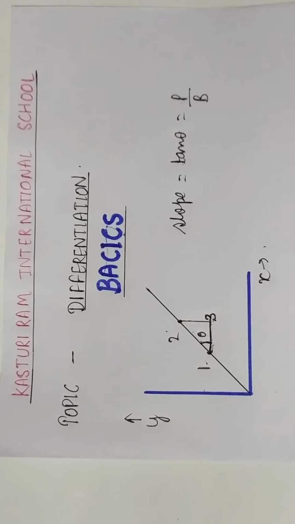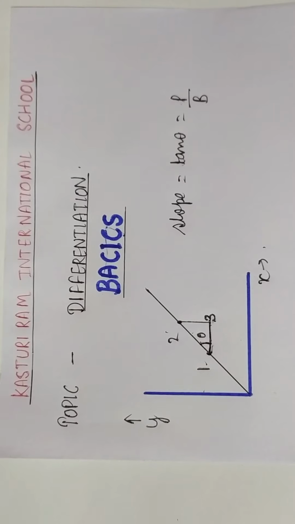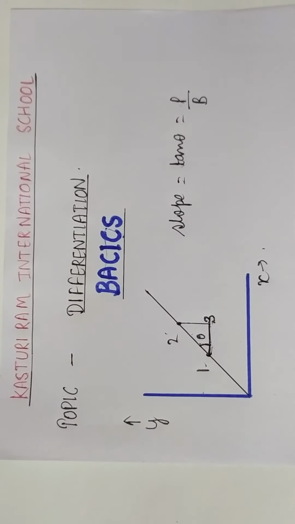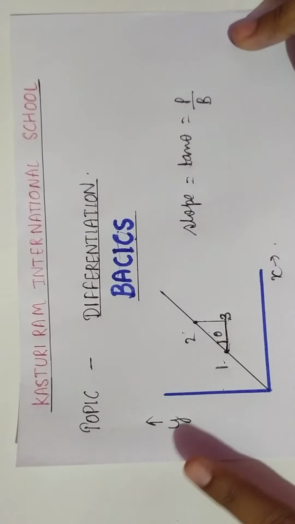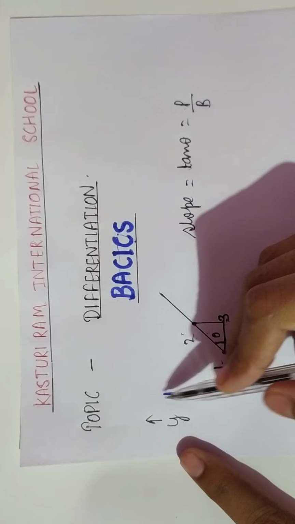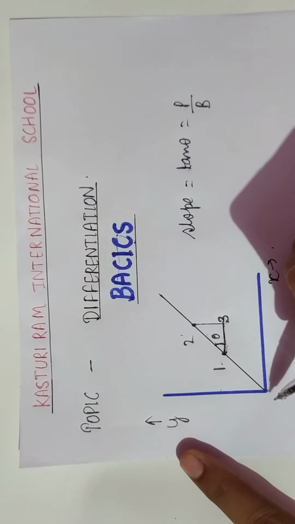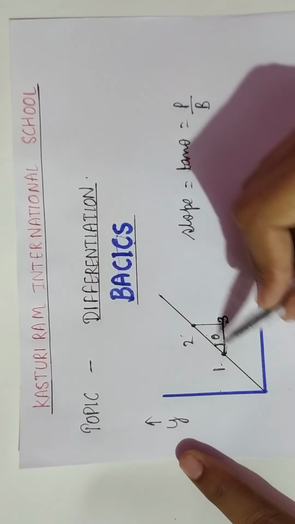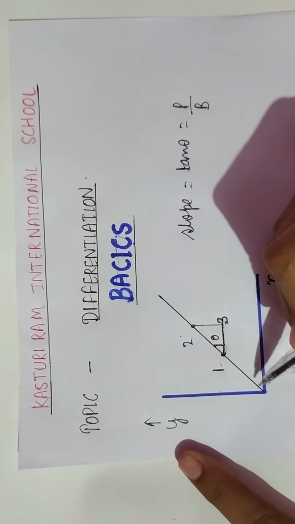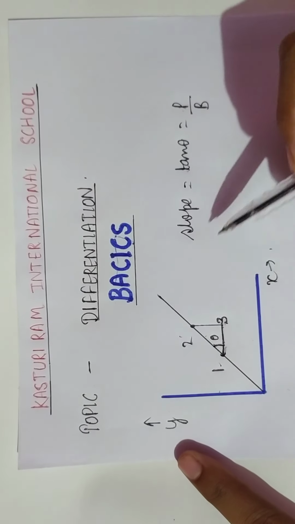Before starting this topic, let us first understand what slope is. As you can see from this graph, we have a graph between the x-axis and y-axis, and a straight line passing through the origin. We want to find the slope of this line. How can we do so?